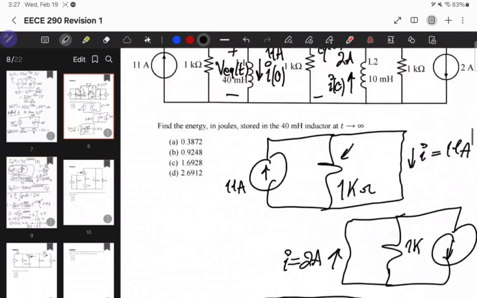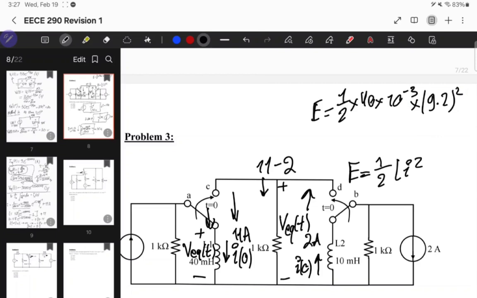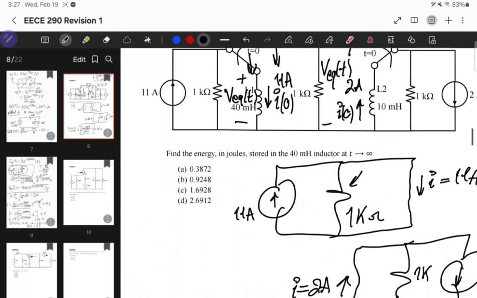So I'm going to go back. The energy is half L i squared, and I have i at infinity, so half times 40 times 10 to the minus 3 times 9.2 squared. That is 0.5 times 40 times 10 to the minus 3 times 9.2 squared, so the energy is 1.6928 joules. So the answer is going to be C.